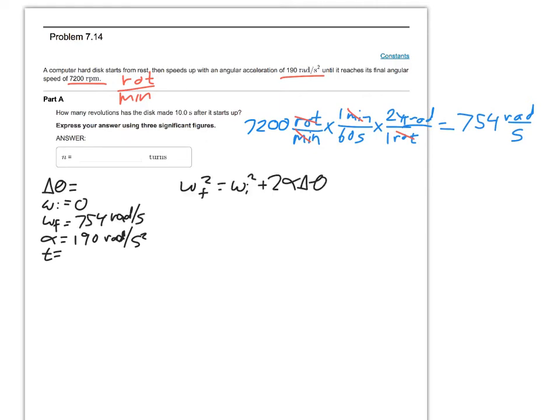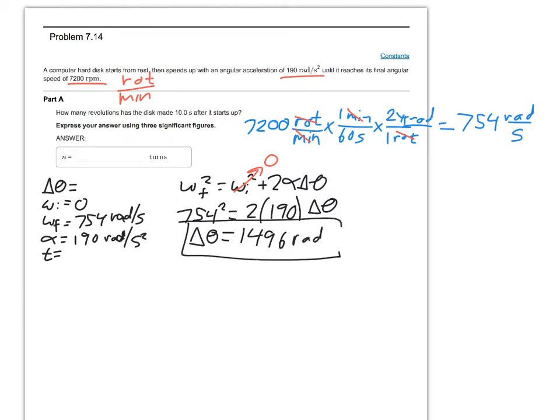So we can go ahead and use that number to solve for our angular displacement here. I'm going to use this equation. 754 squared equals 2 times my angular acceleration, 190, times my angular displacement. And so I end up getting an angular displacement here of 1,496 radians. Now, it asks how many revolutions it makes after 10 seconds.